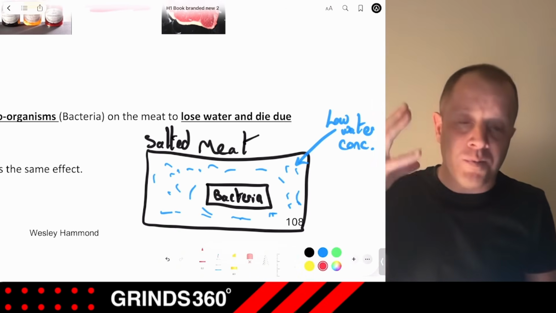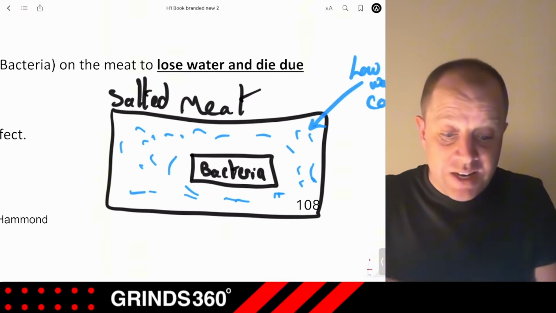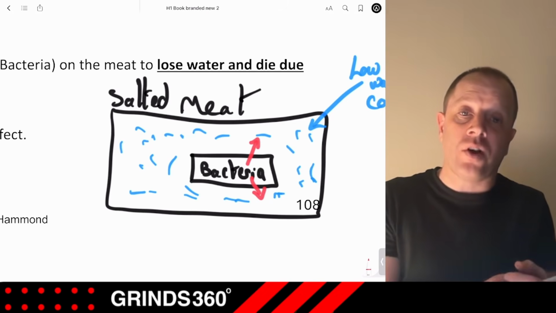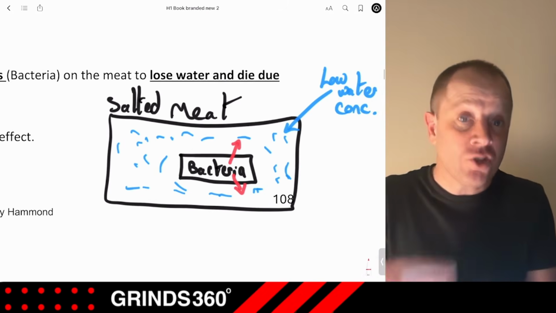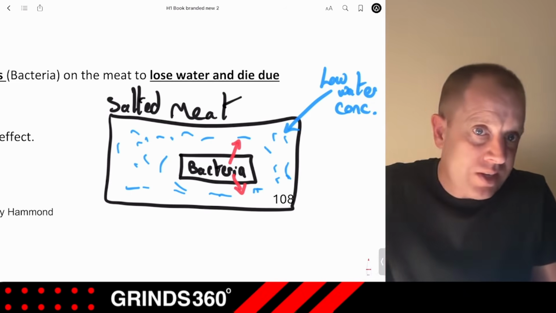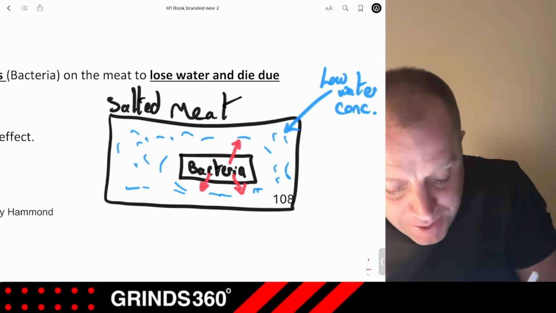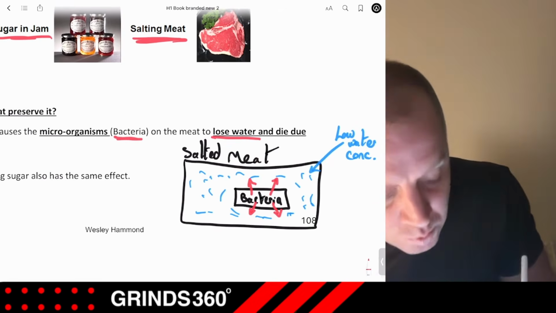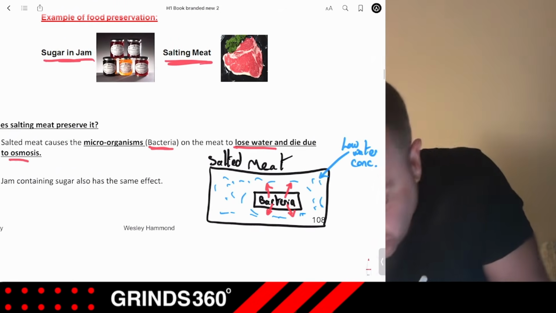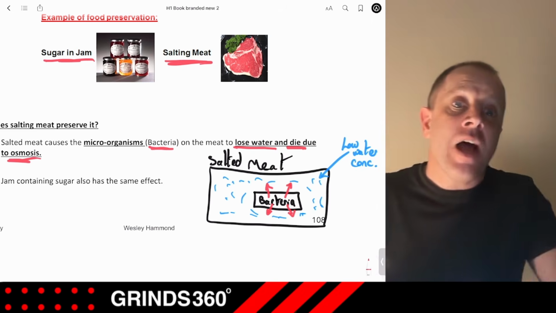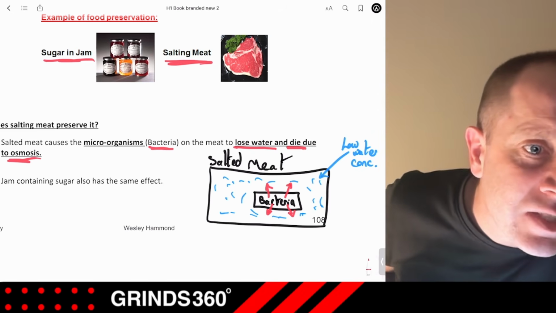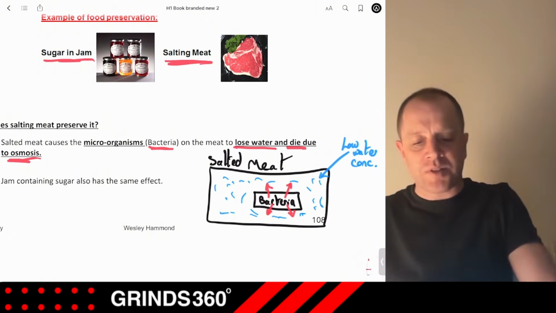Water always goes from a higher water concentration, in this case inside the bacterial cell, to an area of lower water concentration, in this case the meat, because you added salt to the meat. That's why it's created this environment. So the bacteria lose water due to osmosis and they die. And because the bacteria die, the meat is preserved. It's going to be preserved for much longer.